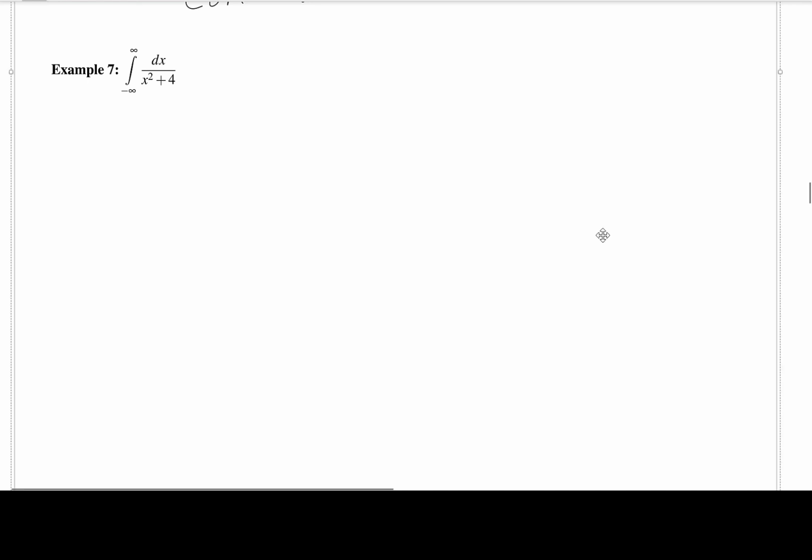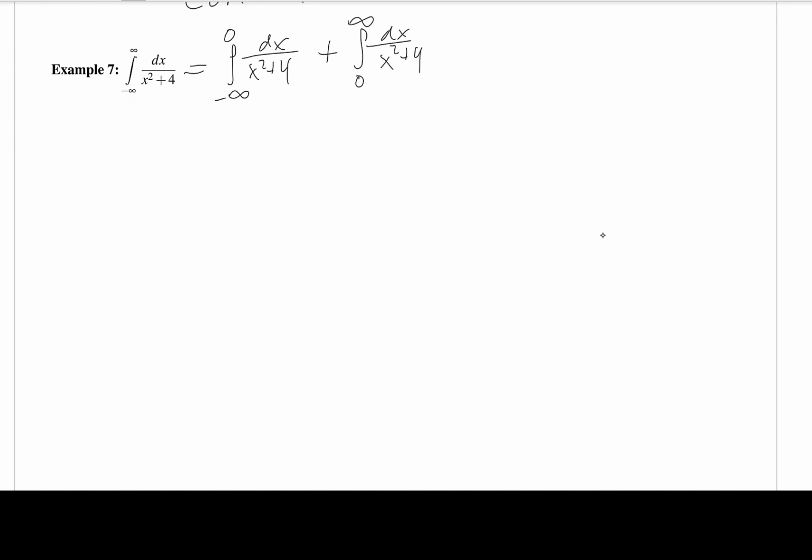And so when I think about taking arctan, what I really like taking arctan of is 0, because I know arctan of 0 is 0. So it's a nice thing to evaluate. So what I'm going to do is split this integral up at 0. So this is going to be the integral from negative infinity to 0 of dx over x squared plus 4, plus the integral from 0 to infinity dx over x squared plus 4.